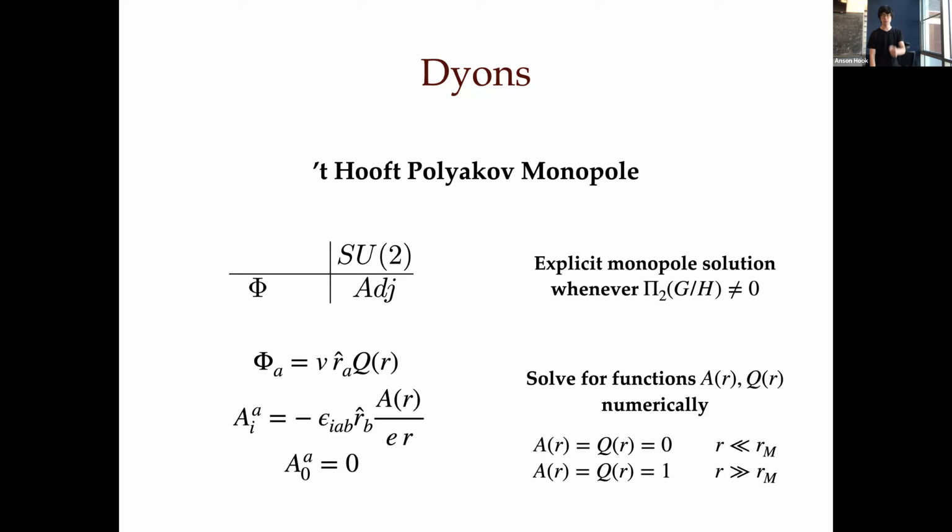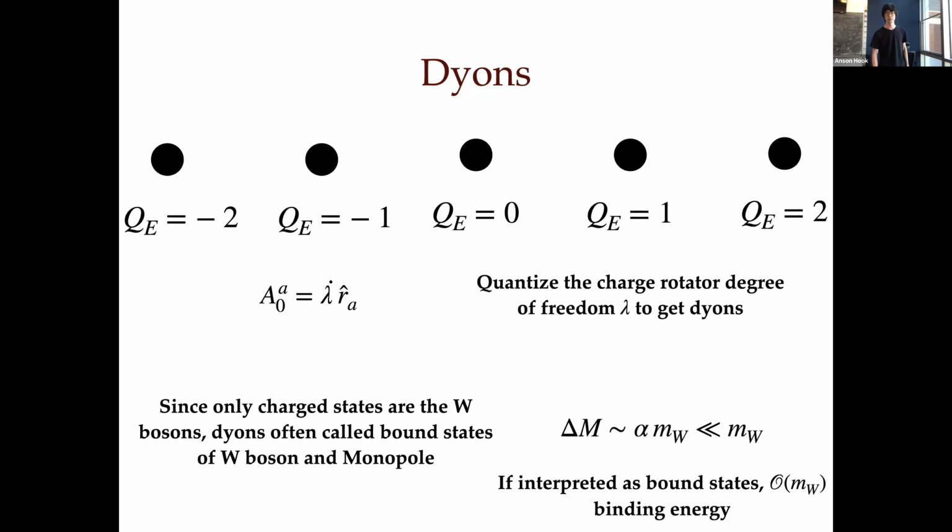Okay, and there are some constraints on these numerically determined functions, A and Q. Basically, they vanish at the origin, symmetry is restored inside a monopole, and it's broken outside. So what people did then to get the dyonic states: what Julia and Zee did was they just let A0 be non-zero. 't Hooft and Polyakov found their solution with zero electric charge.